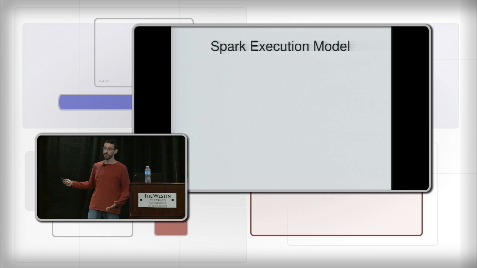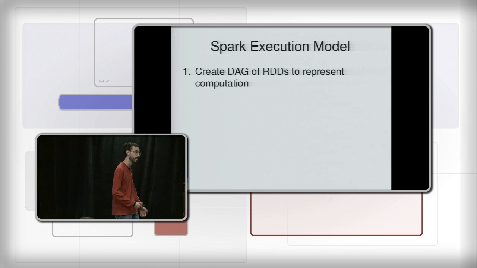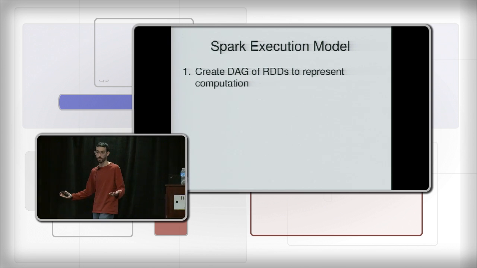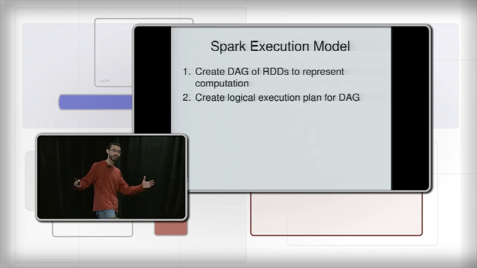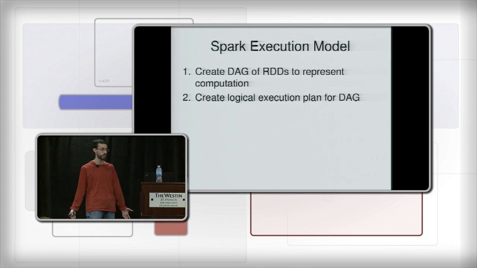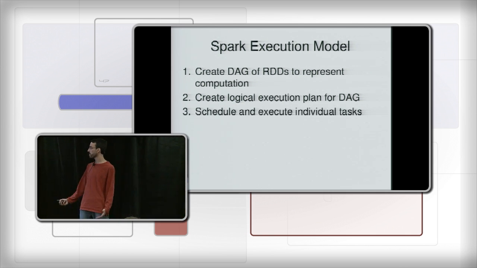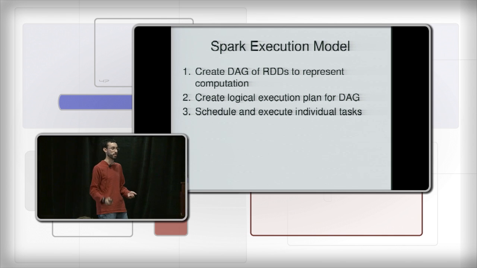So first of all, how do we execute this? I'm going to do this at a very high level first, and then we'll go through in more detail. So first, we create a directed acyclic graph of RDDs, where an RDD is a partitioned data set, to represent the actual computation. So this is how we represent the computation. Then we create a logical execution plan. How can we possibly execute this directed acyclic graph, and how can we execute it efficiently? And finally, we take that logical plan and make individual tasks and send those to the cluster.